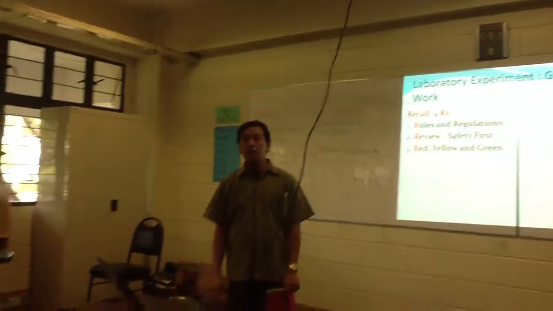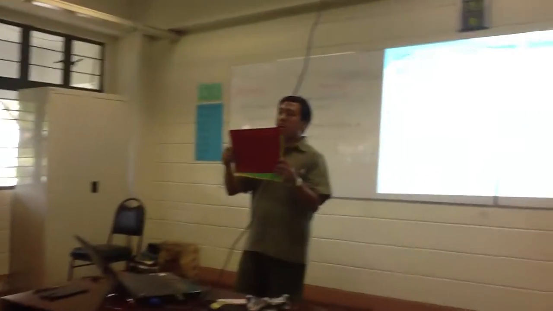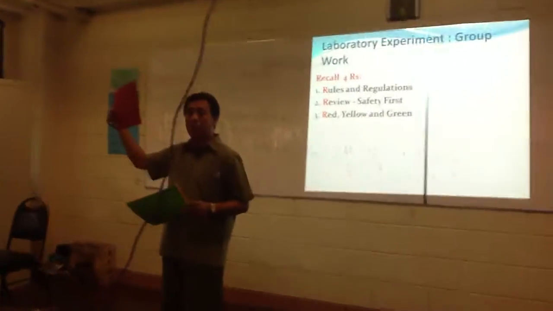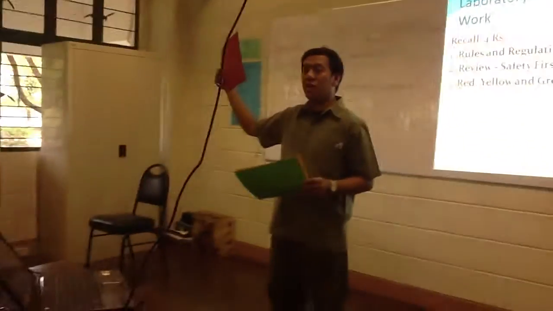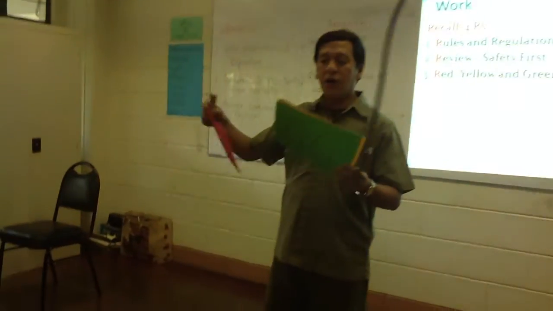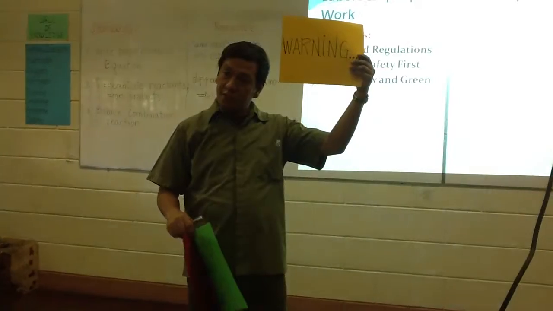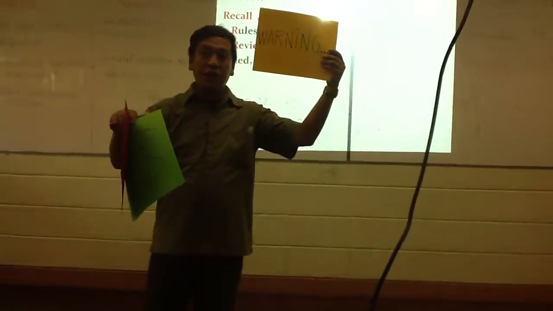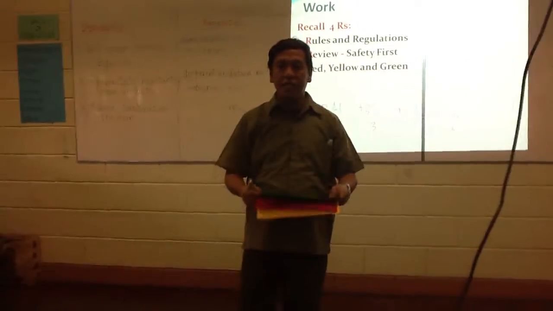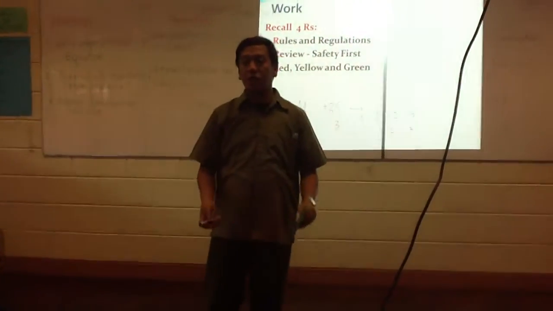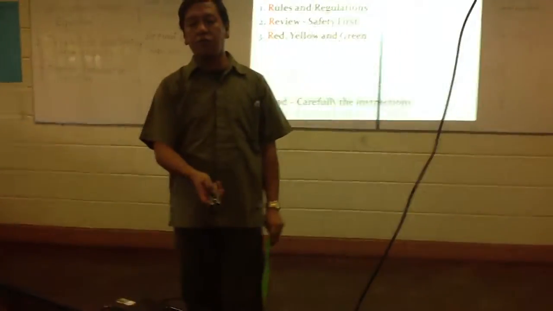What else? Red, yellow, green. What's red? In conducting the experiment, you know what red is? Stop. It means something's wrong there, you're not following the procedures, you're not following the rules, okay? What about yellow? Yellow means warning. It means you have to think something is wrong, one is not following the rule, okay? And then after that, we have a green. Green means go, okay? So let's try to apply the red, yellow, green cards. And then the last one, we have what we call read carefully the instructions.